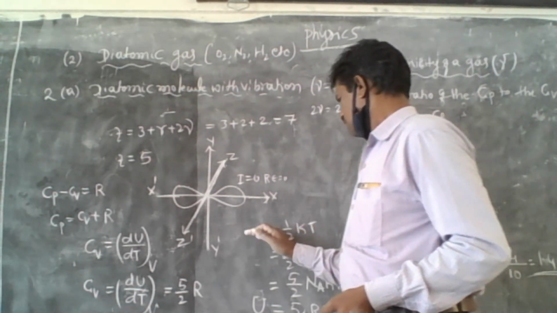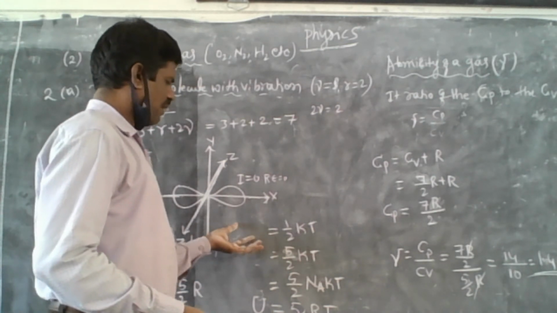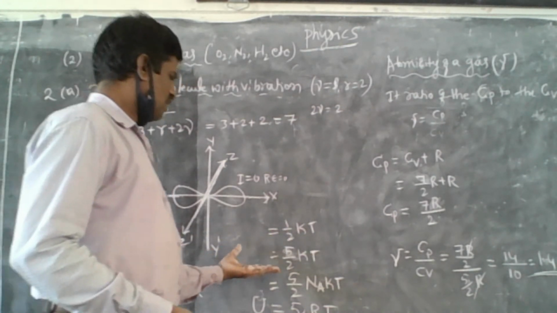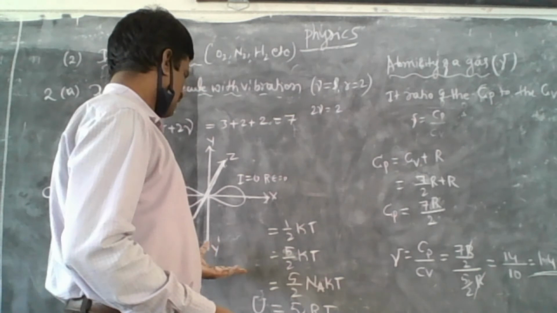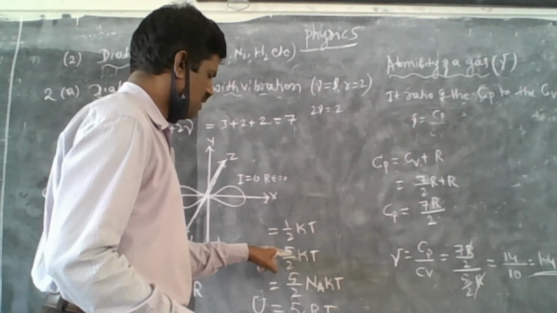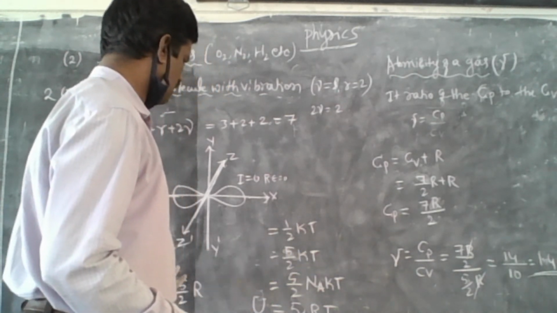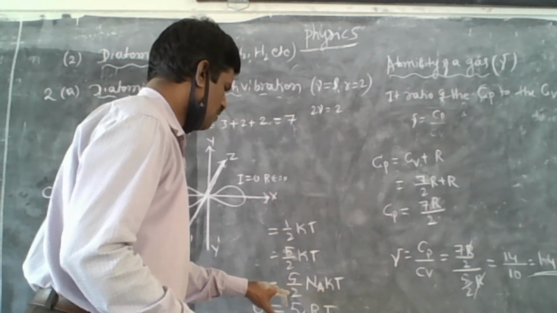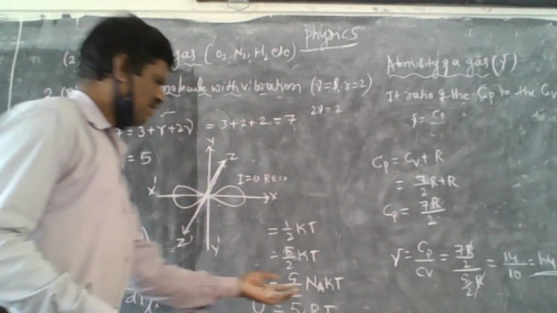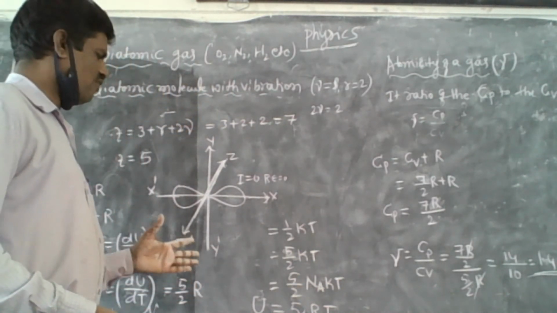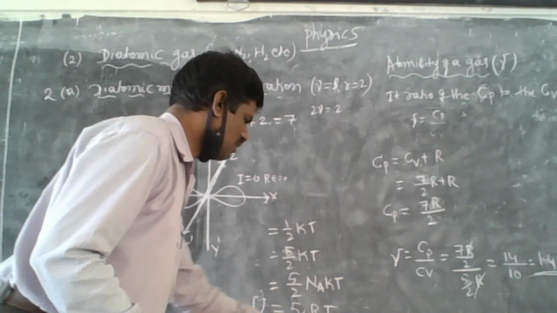Cp equals 7 because the kinetic energy per molecule per degree of freedom is half kT, and the energy associated per molecule for 5 degrees of freedom is 5/2 kT. Therefore, the total internal energy is 5/2 NkT, because 1 mole of the gas contains Na number of atoms or molecules. Therefore, the internal energy is 5/2 RT.